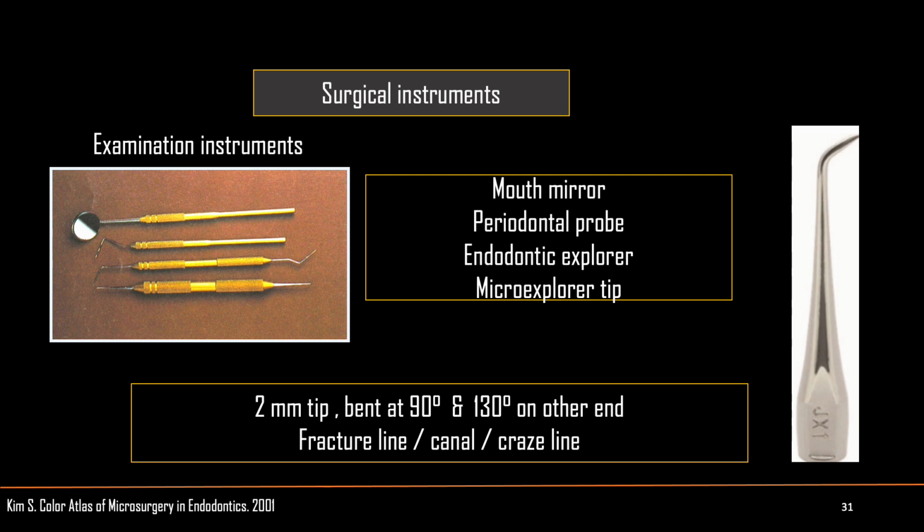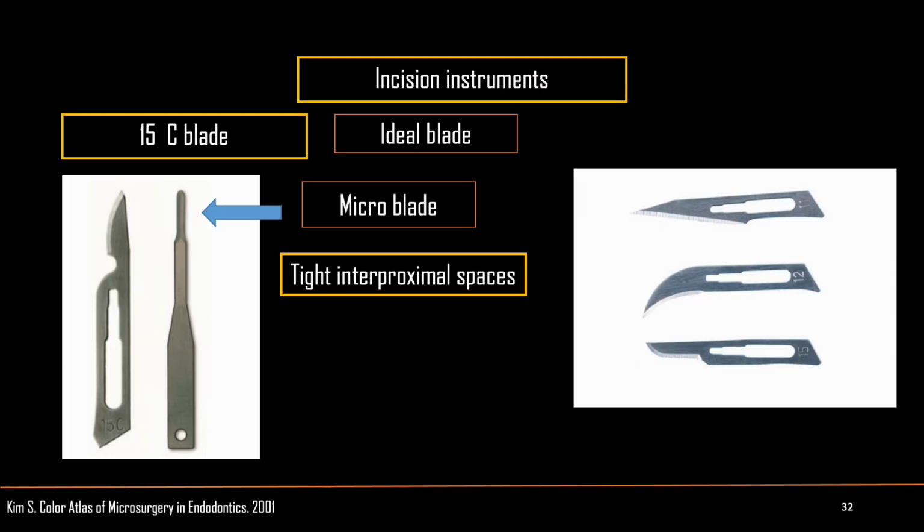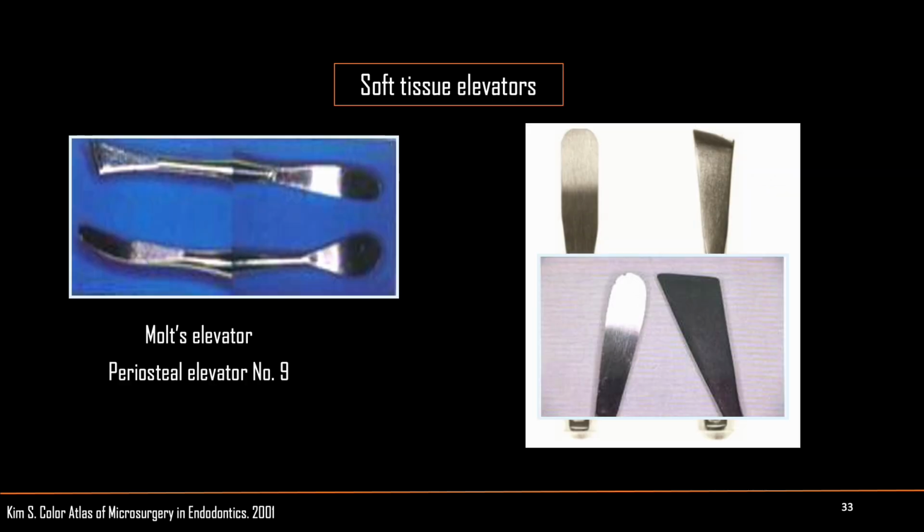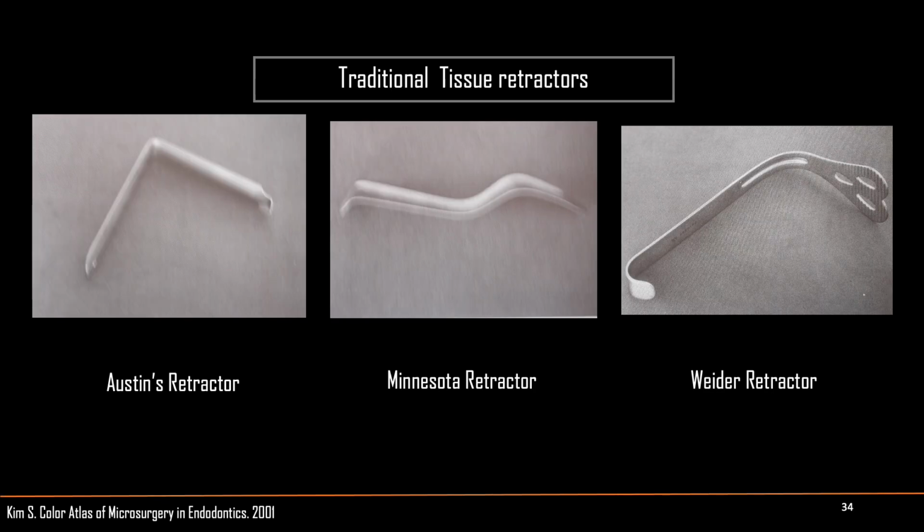Now examination instruments basically involve the mouth mirror, periodontal probe, endo explorer, and micro explorer tip, and these are very fine instruments modified for microsurgery. Now incision instruments involve a 15C blade, which is the ideal blade. You can also use a micro blade, especially if you want to incise in a tight interproximal space. The soft tissue elevators used in endosurgery involve Molt's elevator and periosteal elevator number 9. Tissue retractors used for endosurgery involve Austin's retractor, Minnesota retractor and Wader's retractor.